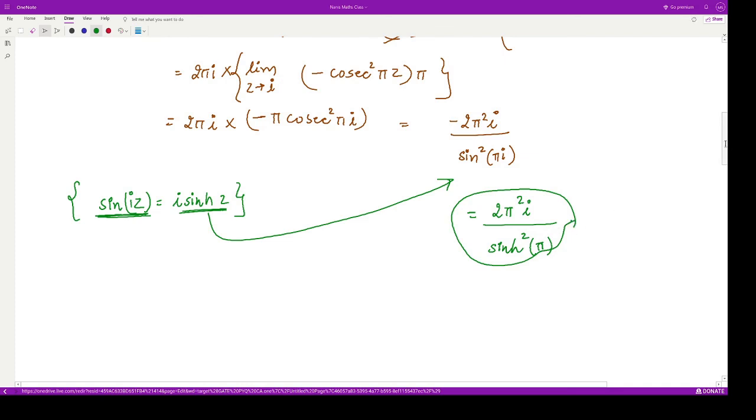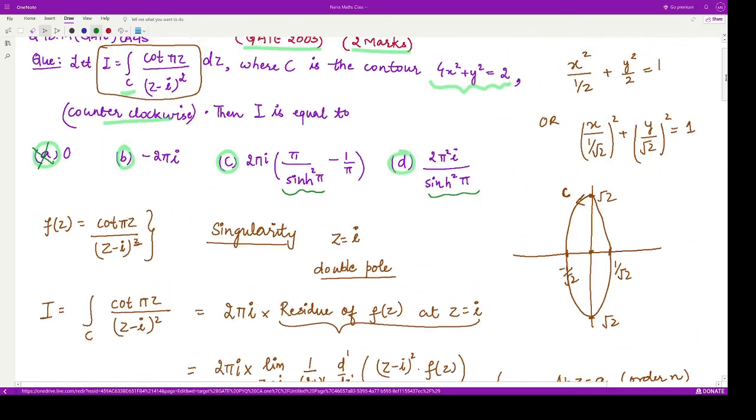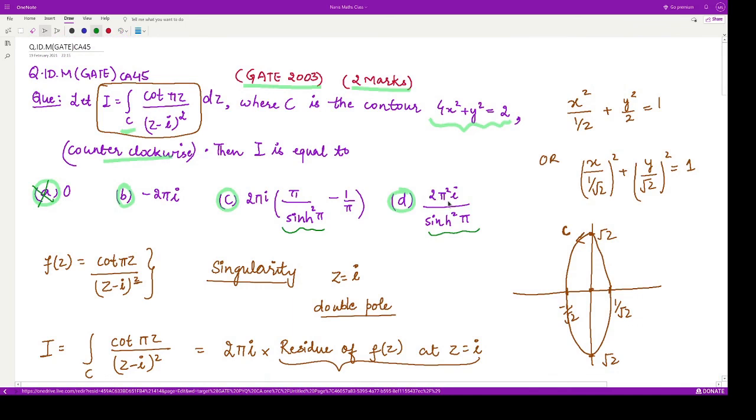Let us have a look at our options. From here we see 2 pi square iota divided by sine hyperbolic square pi is the correct option. So here we got option D as our correct option.